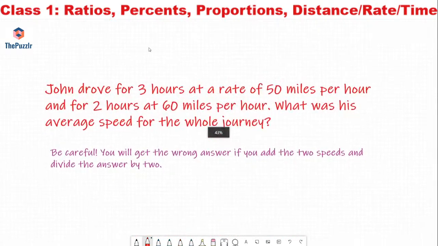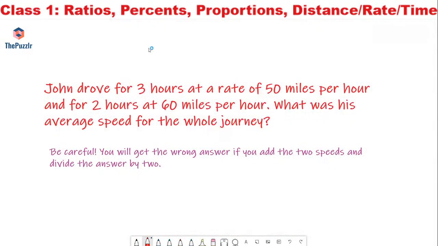Okay, so John drove for 3 hours at a rate of 50 miles per hour and for 2 hours at 60 miles per hour. What was his average speed for the whole journey? And be careful, you'll get the wrong answer if you just add up the two speeds, 50 plus 60, and divide by 2. That's incorrect, right? You have to see how much time they traveled there, how much distance they traveled there, and that's how you would solve it. By the way, this problem and the last problem were not from the AMC 8. We'll be looking at distance equals rate times time problems from the AMC 8 soon.